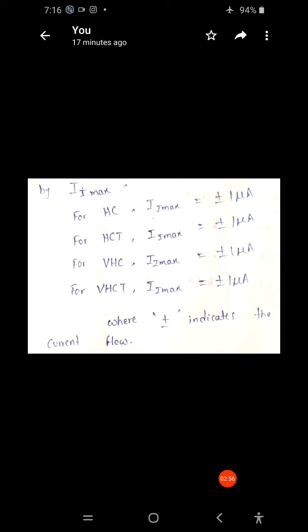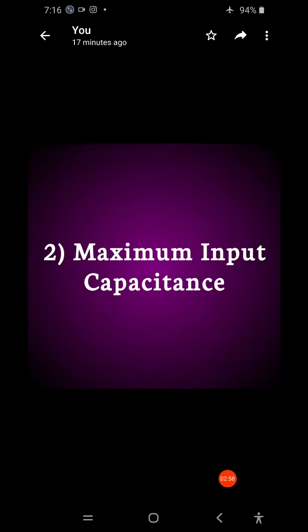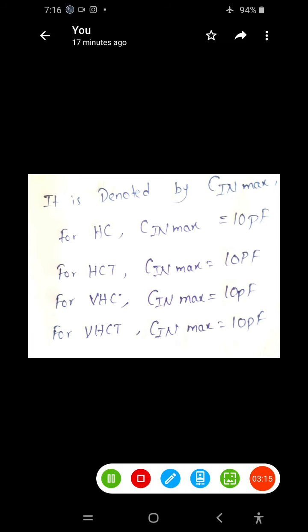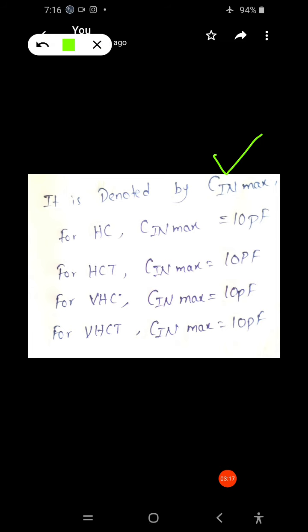Fine. And next one, maximum input capacitance. It is denoted by C in max. Maximum input capacitance is represented by C in max here.